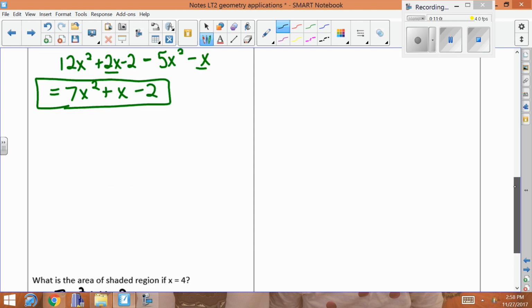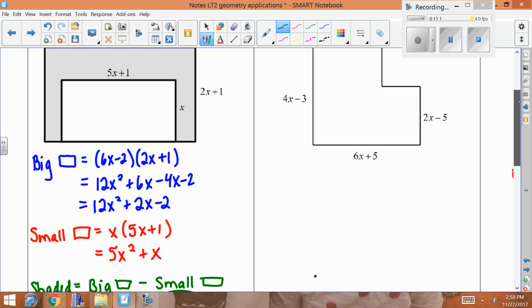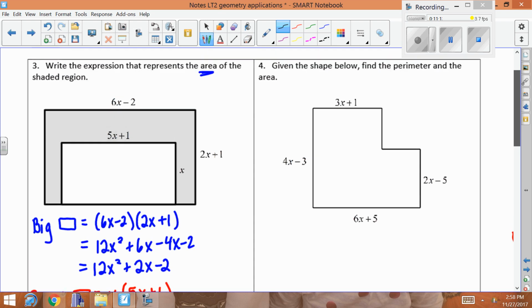All right, the last one. This one can sometimes be a little bit trickier here. So given this shape below, find the perimeter and the area. Now, we need a couple things that were not given on this, but we can find that information. We need to know the length of this side, and we need to know the length of this side right here in order to go through this problem here.